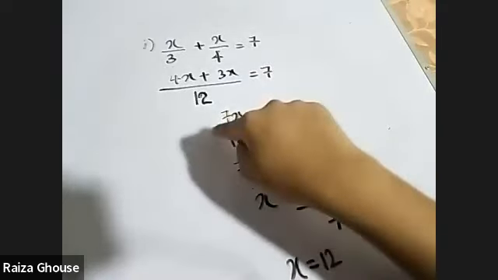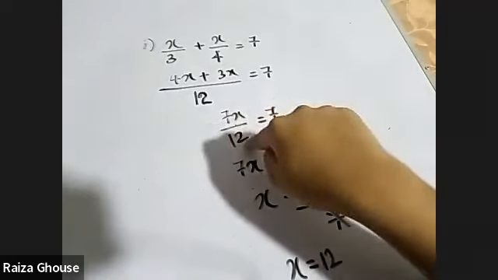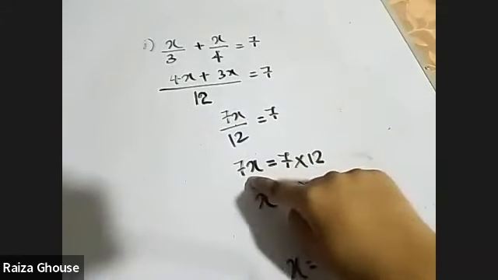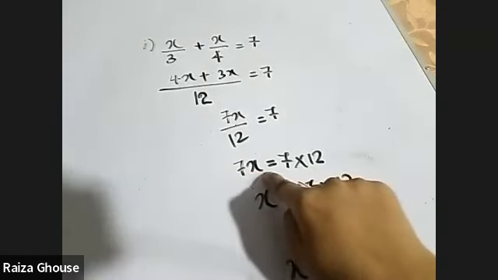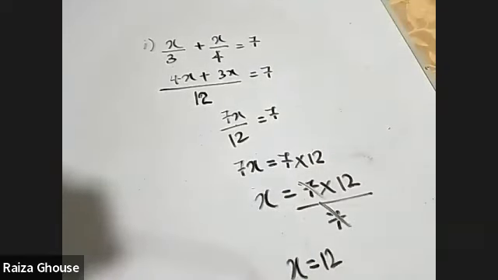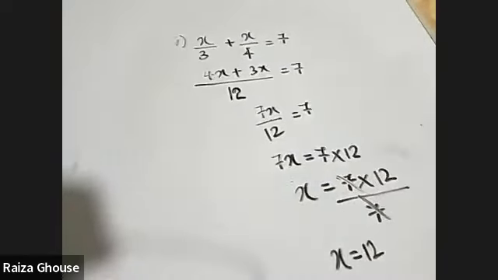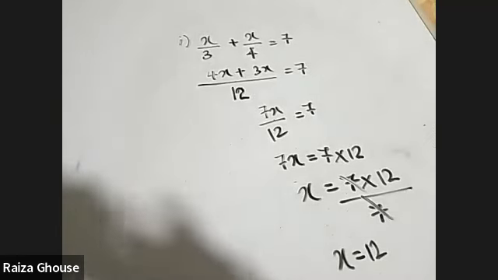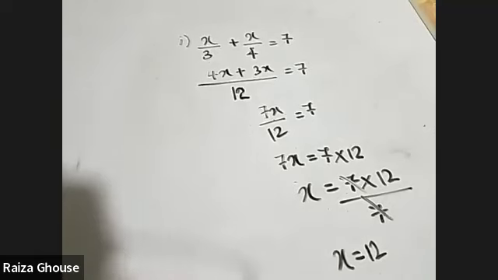You have to carry the number to that side. Since this is a division, you have to multiply on both sides. You get multiplication, and then 7x equals 7 into 12. So to remove this 7, since this is a multiplication, you have to divide both sides by 7 and you get the answer. Raise your hands who got this answer. Good number. Very good number.